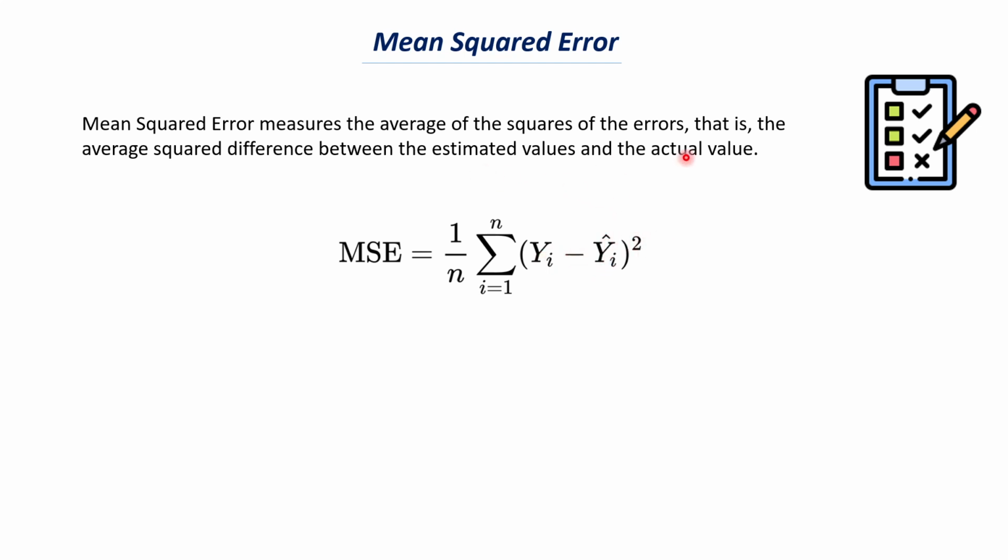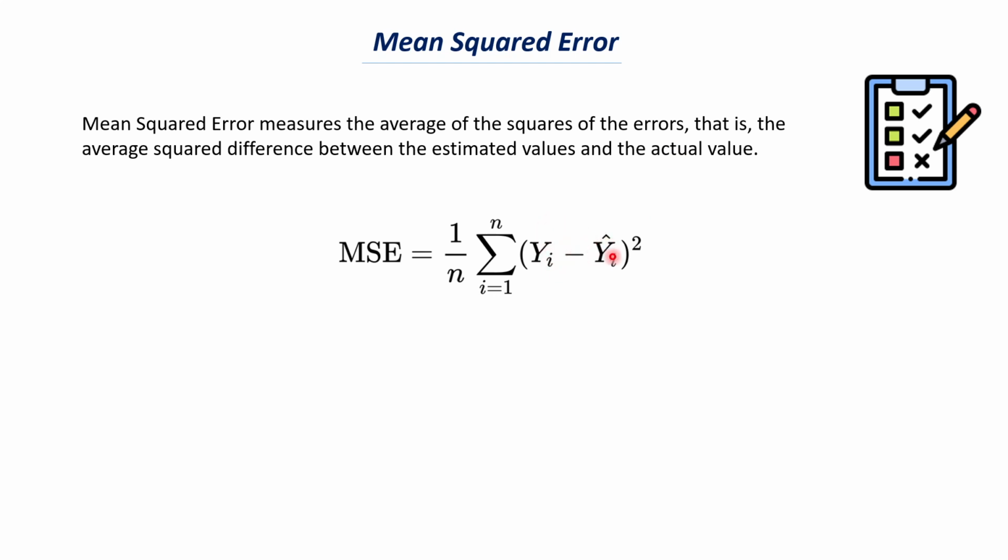Here we have two values. One is the estimated value, which is nothing but the predicted value, and then we have the actual value. The actual value is the true value, and the estimated value is the one predicted by our model. So the estimated value is yi cap and the actual value is yi. Here we try to find the difference between the two values, the one predicted by the model and the true value.